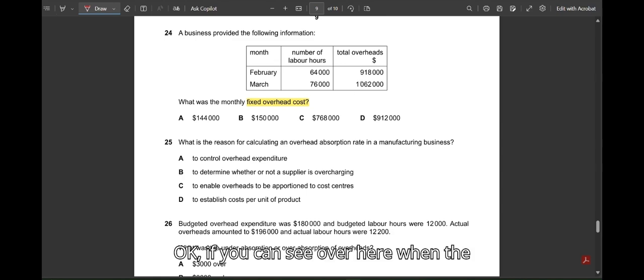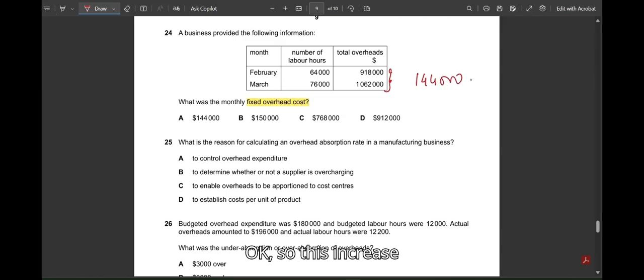So over here, if you can see, when the labor hours were 64,000, the total overhead was 9 lakh 18. When the labor hours increased to 76,000, it came to 10 lakh 62,000. So from this, I can come to know the variable cost per labor hour. How? I'll explain. Don't you think this increase would be your variable overheads? So let's understand what was the difference. That is 10 lakh 62,000 minus 918. This will give you 1 lakh 44,000. So this increase in my total overhead would be a result of the increase in the labor hours. So this is technically variable overhead. And why did this increase?